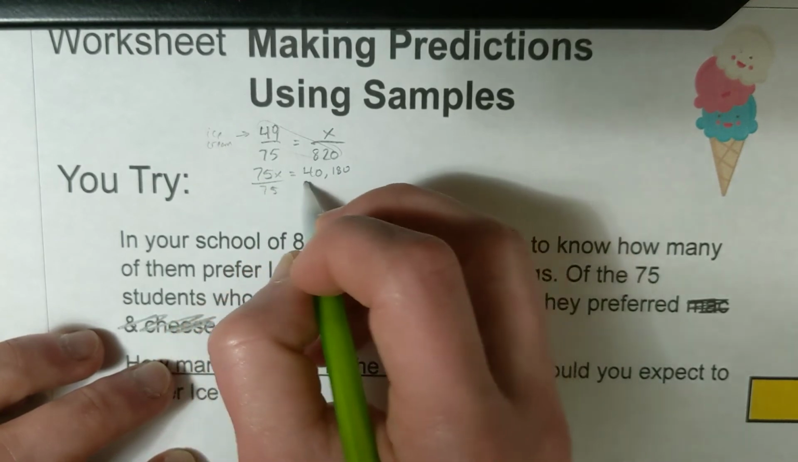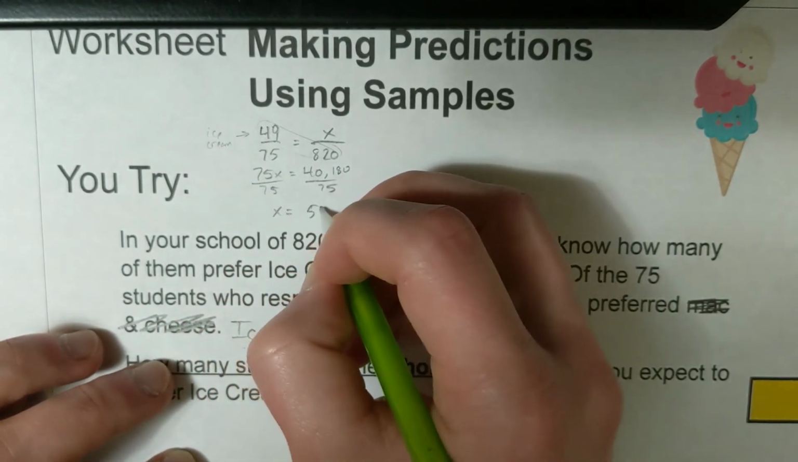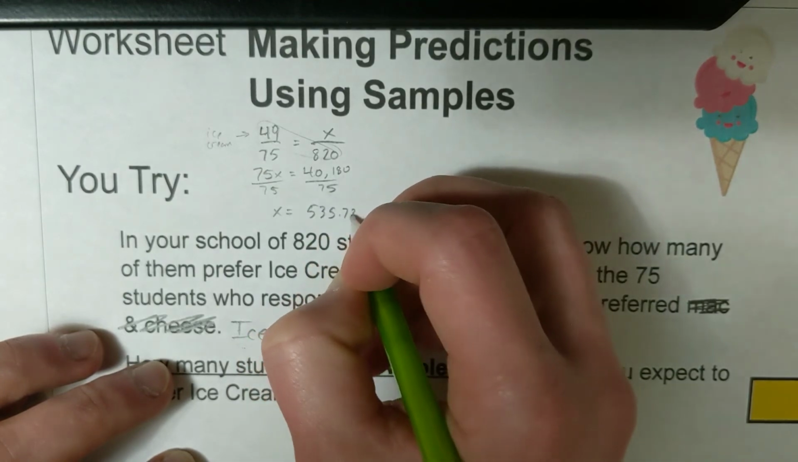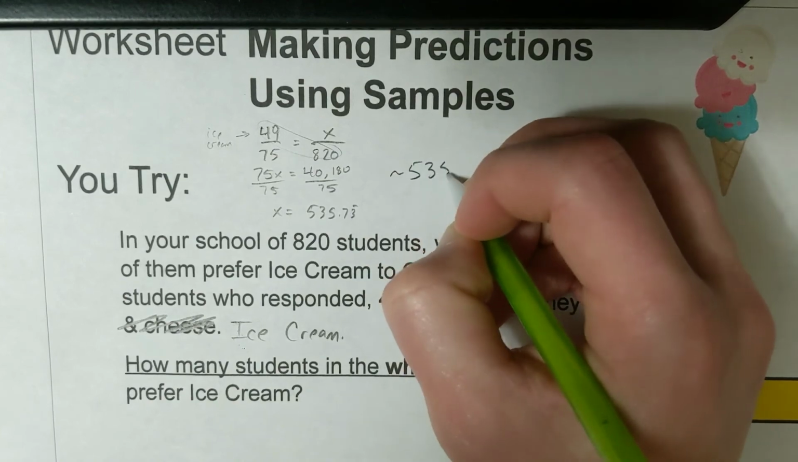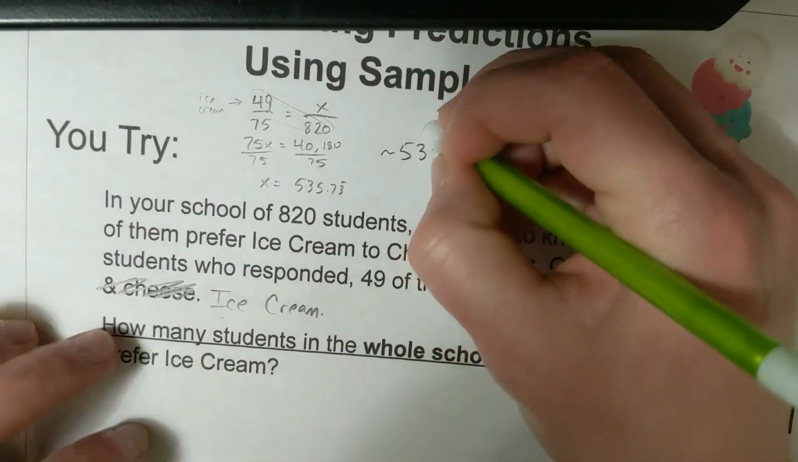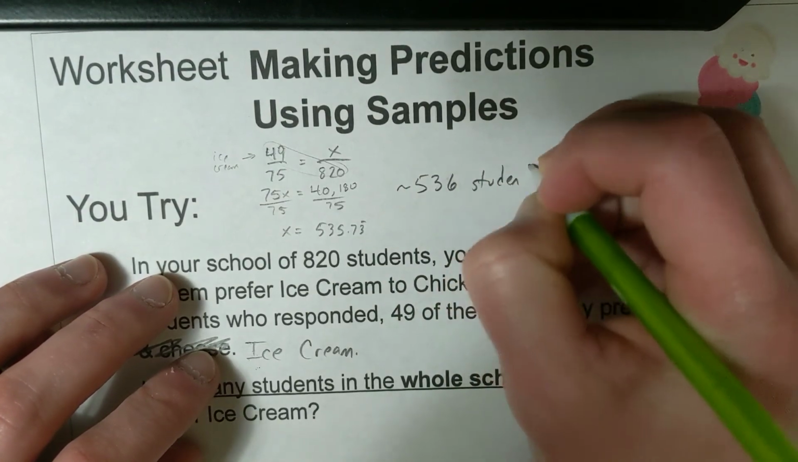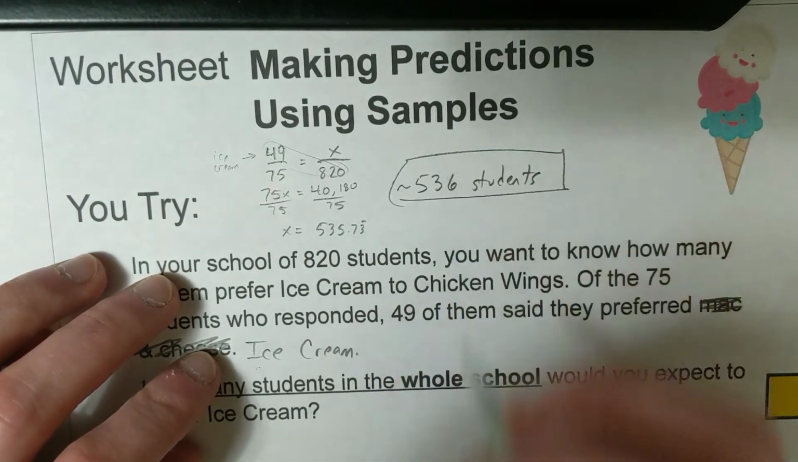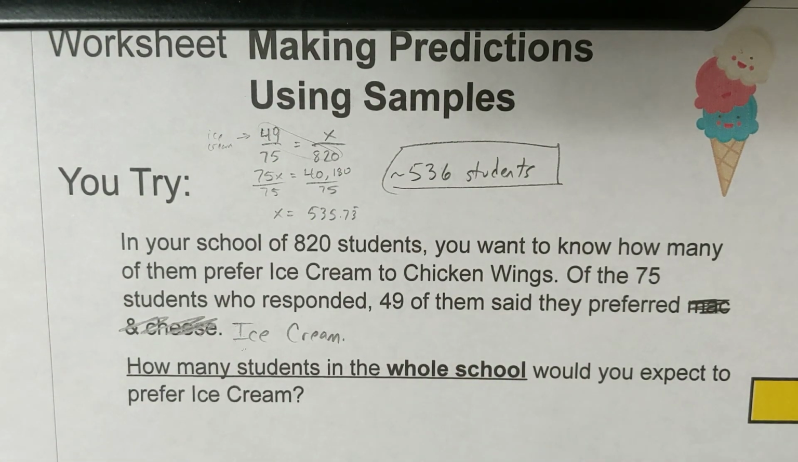Then divide by 75 on both sides, and x is equal to 535.7, and then 3 repeating. So we're going to go ahead and say that about 536 students we would expect to prefer ice cream in comparison to chicken wings using our sample referred to in Munch Madness. All right, and that's it. That's how you make predictions using samples.